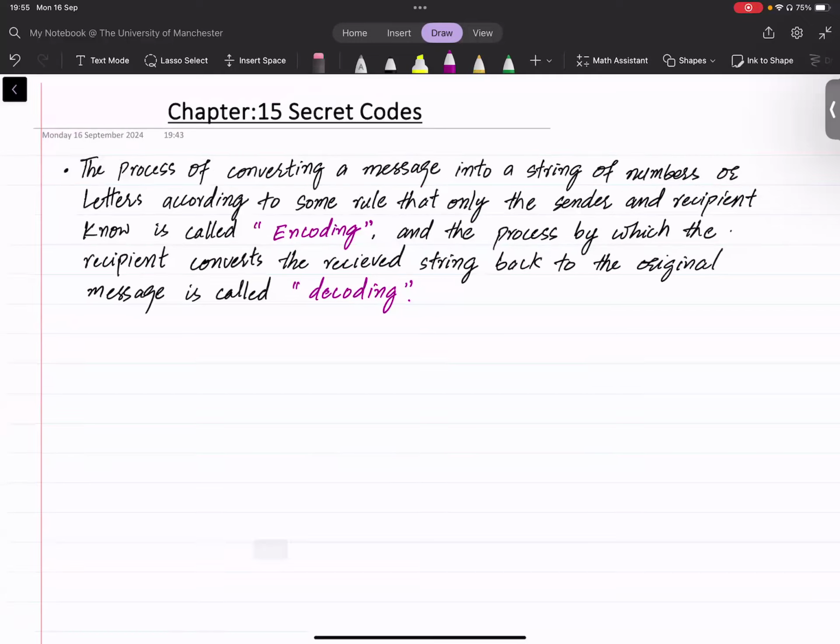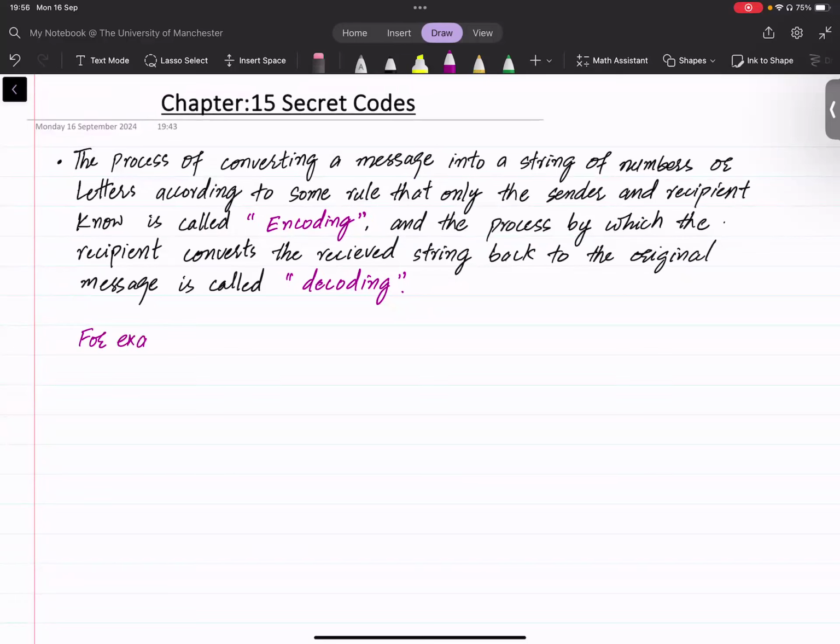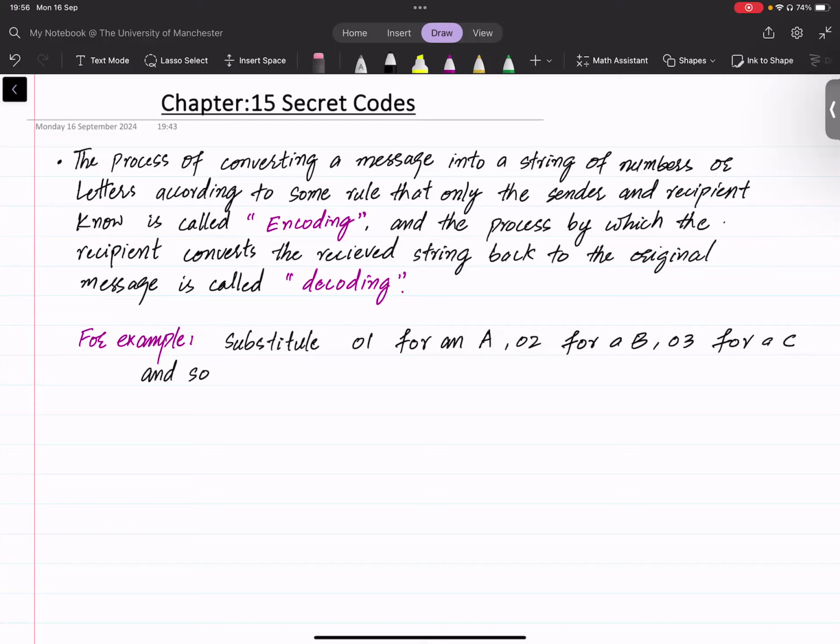For example, one of the simplest imaginable encoding rules would be to substitute 01 for an A, 02 for a B, 03 for a C, and so on, until we get to 26 for a Z.